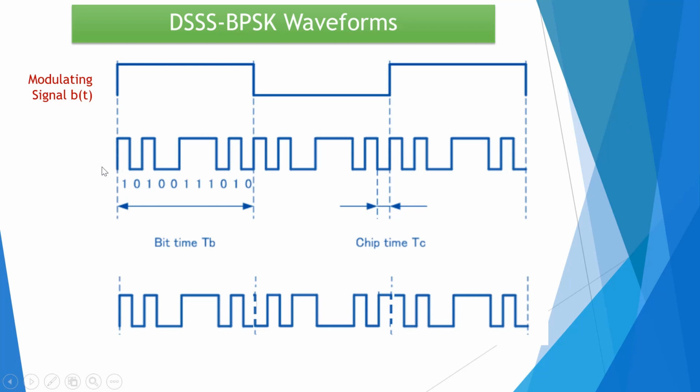Now we have a PN sequence which is generated with the help of the PN sequence code generator, that is C of t, which is generating a code like 10100111010. Each such sequence will be multiplied with 1 bit of the modulating signal. So now it is 1. Okay, so this is a PN sequence.